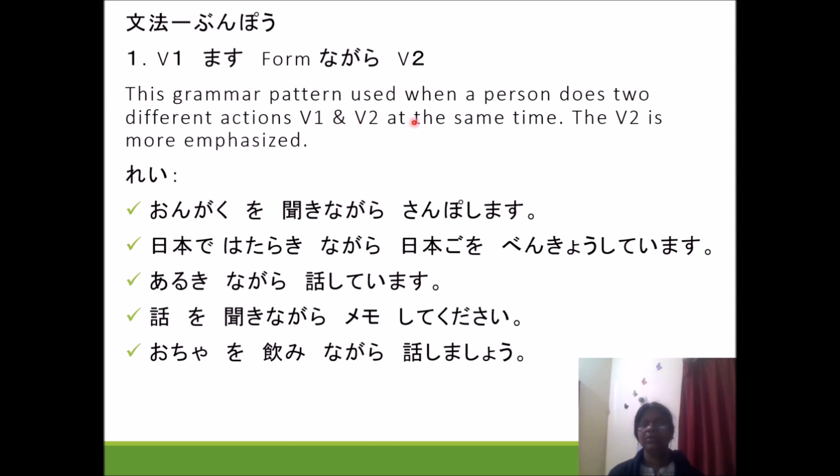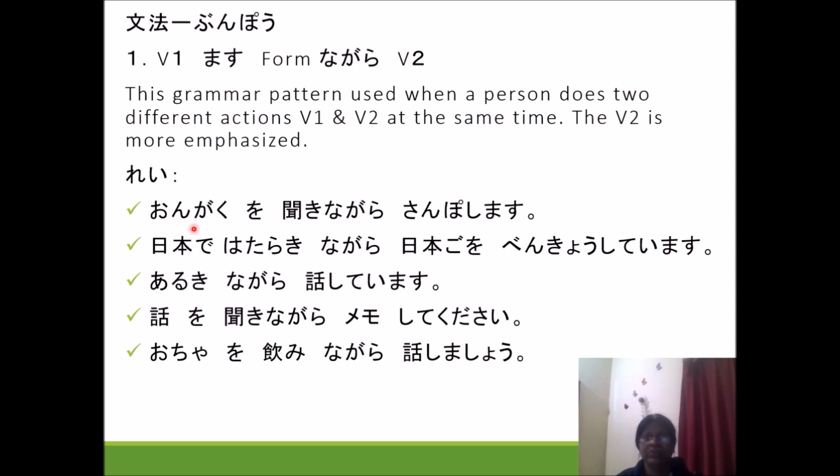This grammar pattern is used when a person does two different actions, verb 1 and verb 2, at the same time. Verb 2 is more emphasized. The verb that comes before nagara takes masu form. We use this grammar form when we do two actions at the same time. This nagara form is used. The second verb, which comes after nagara, is more emphasized.